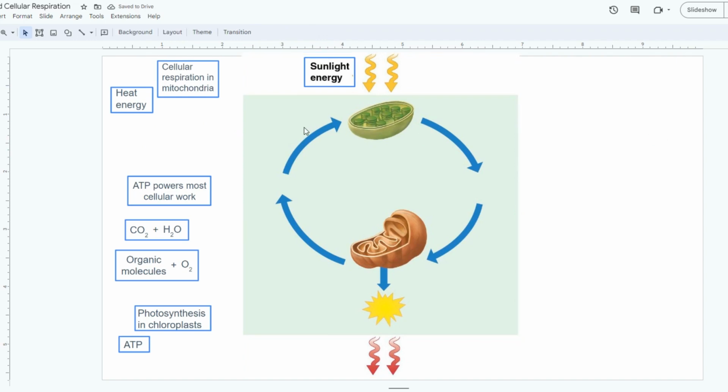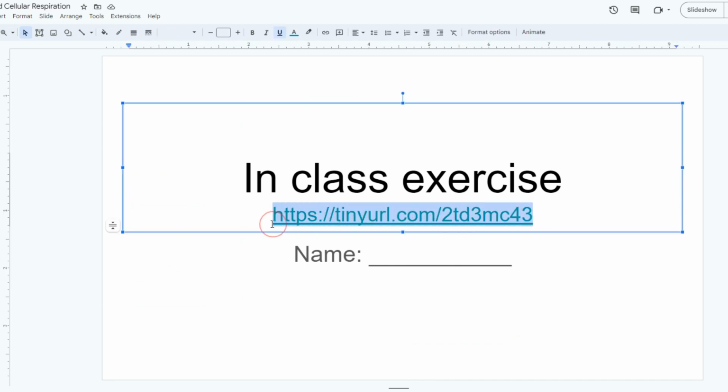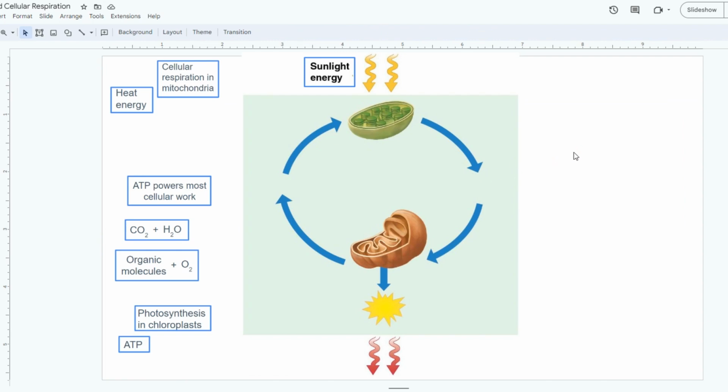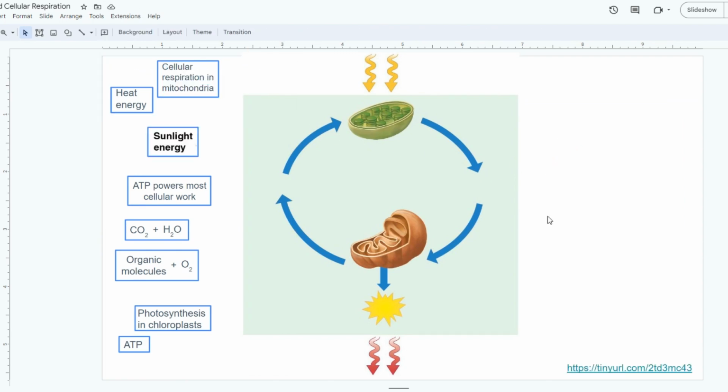And so look at these. Go to the tiny URL. There's the tiny URL. Download this thing for yourself. Let's see if you can figure out where the labels go on this slide, based on the things that you already know.